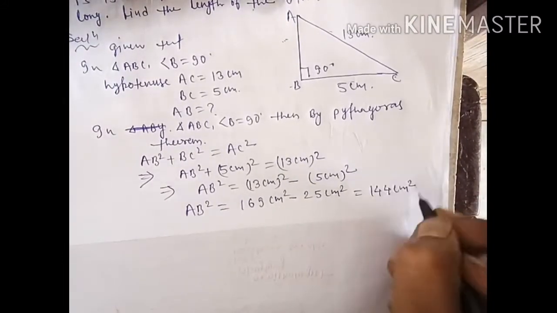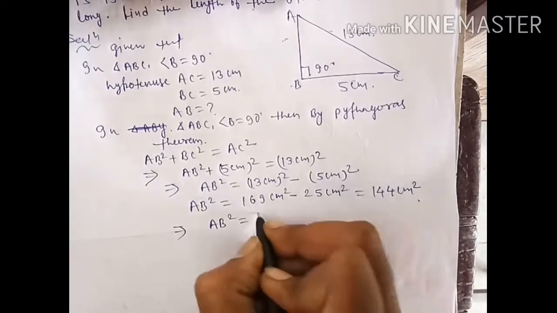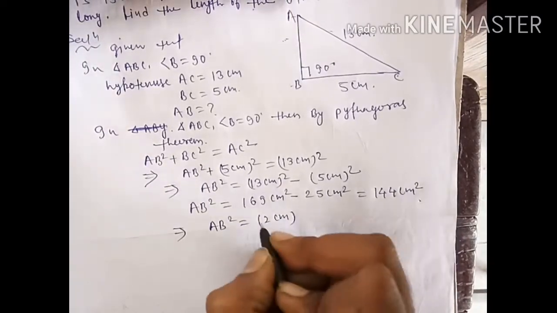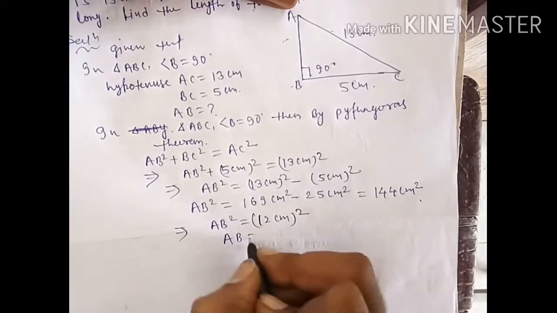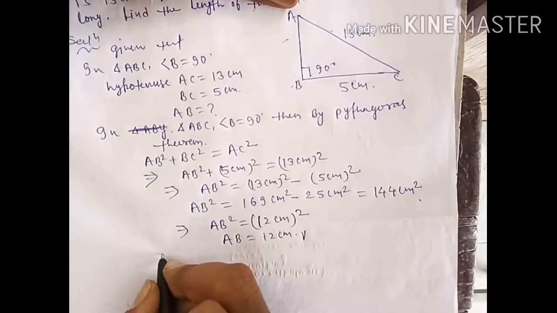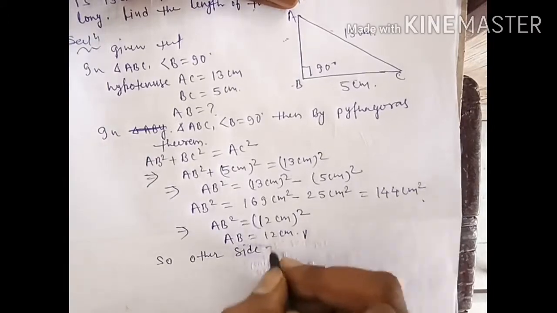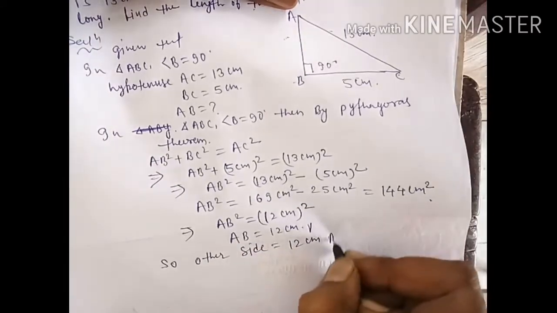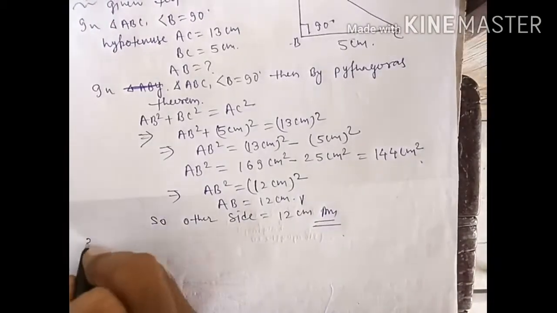144 cm square. So AB square is equal to 12 centimeter whole square. So AB is equal to 12 centimeter. This is the answer. So the other side is equal to 12 centimeter. This is the answer. Now question number 3.